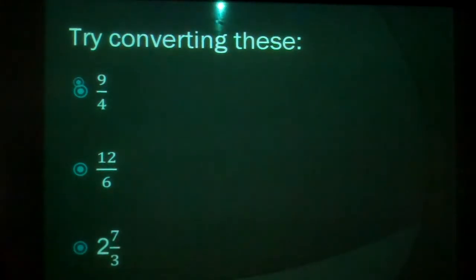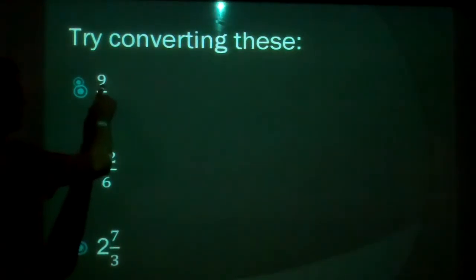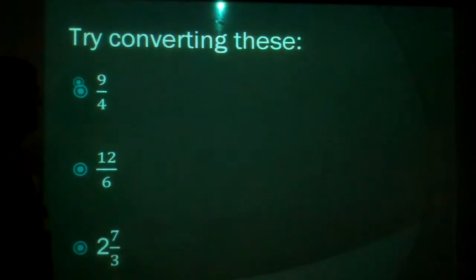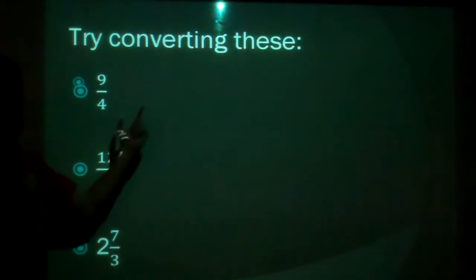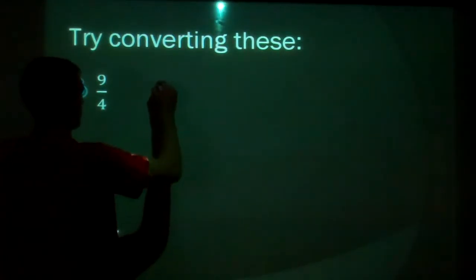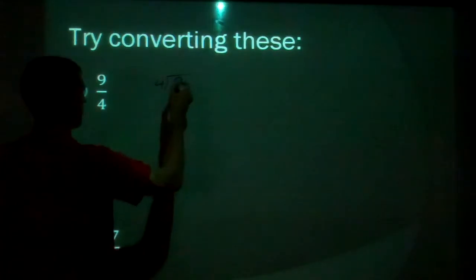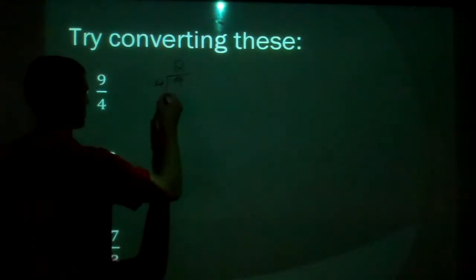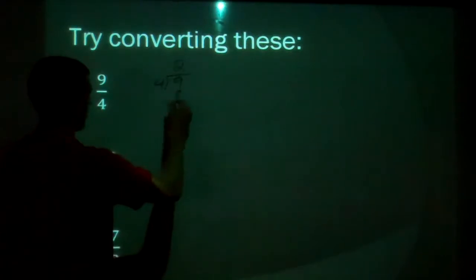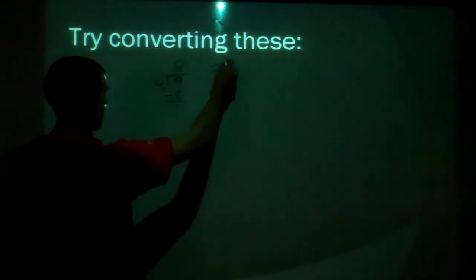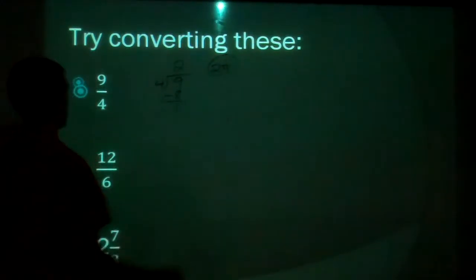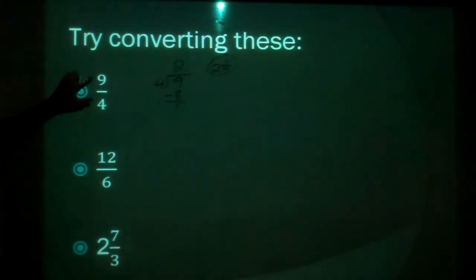Alright, if we convert these real quick, 9 over 4, well I know that 2 4s go into 9, and that 2 4s would equal 8, so we would have 1 left over. We should be getting 2 1/4 here. So let's do the division. 9, 2 goes in there twice, 8, minus, 1. So remainder, 2 1/4.